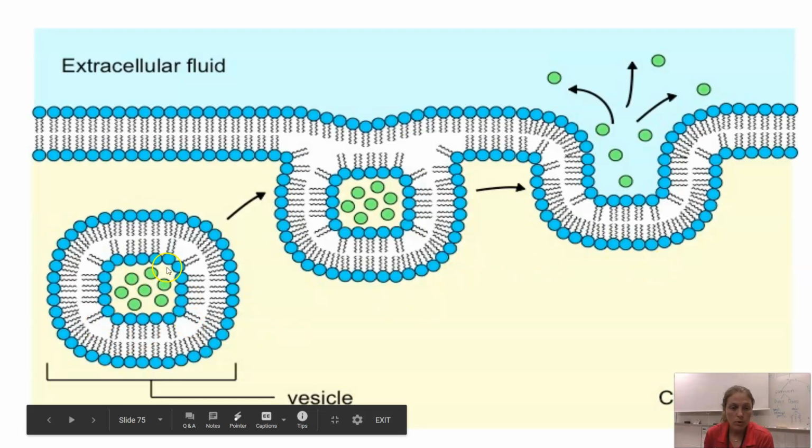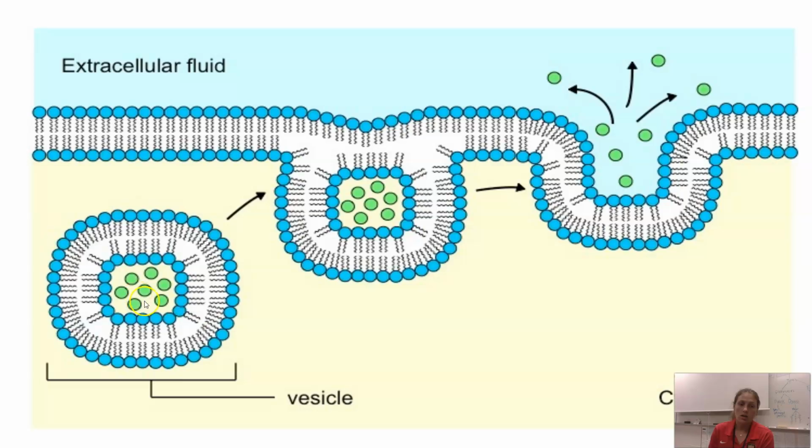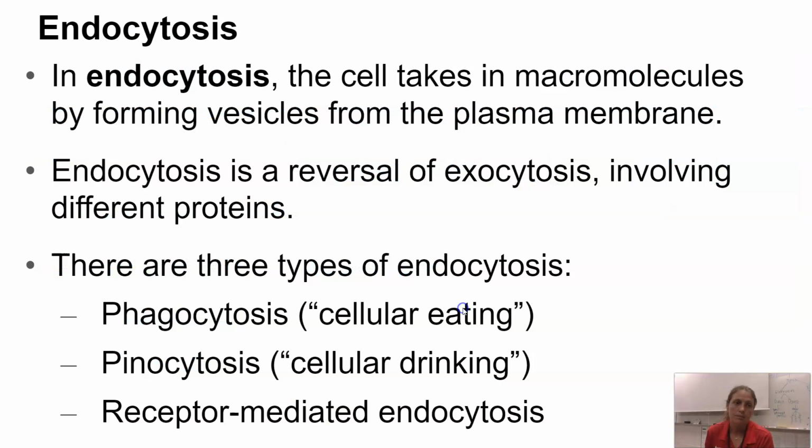So here's our little example. Here's our vesicle. It's holding the product that needs to be excreted, and the phospholipids are generally attracted this way. As they join to the cell membrane, they attach and then they release their product.